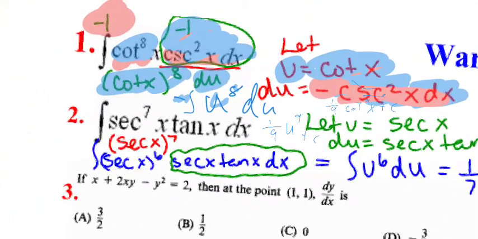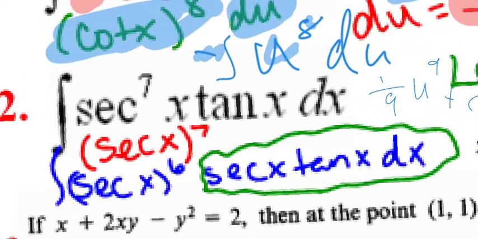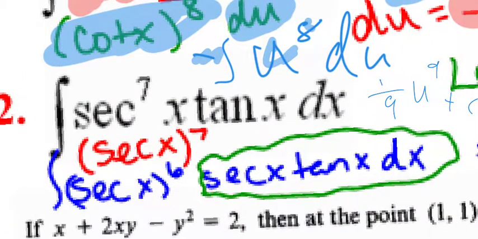For the second problem, same logic. Because we know this is going to be u substitution, we're either going to let u equal secant, or we're going to let u equal tangent. The derivative of tangent is just secant squared, which would be a problem because secant squared doesn't evenly go into the 7th power. So let's consider the derivative of secant.